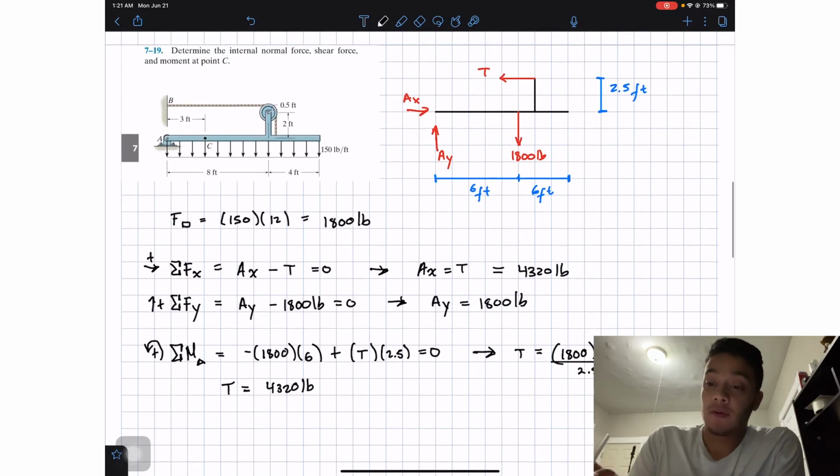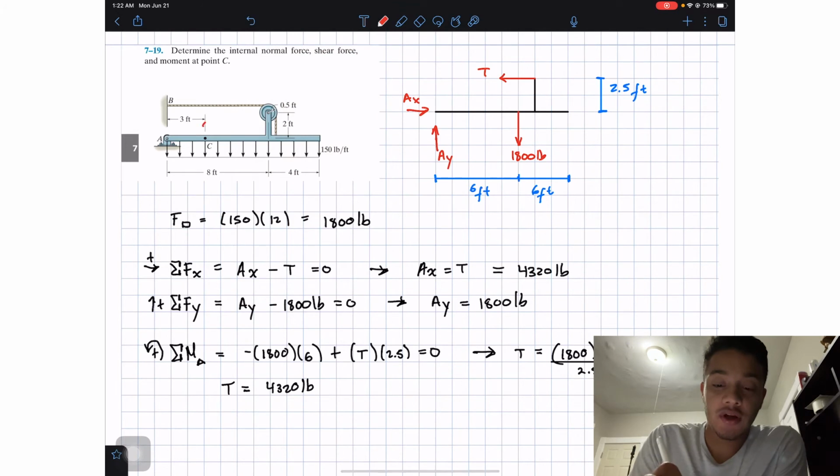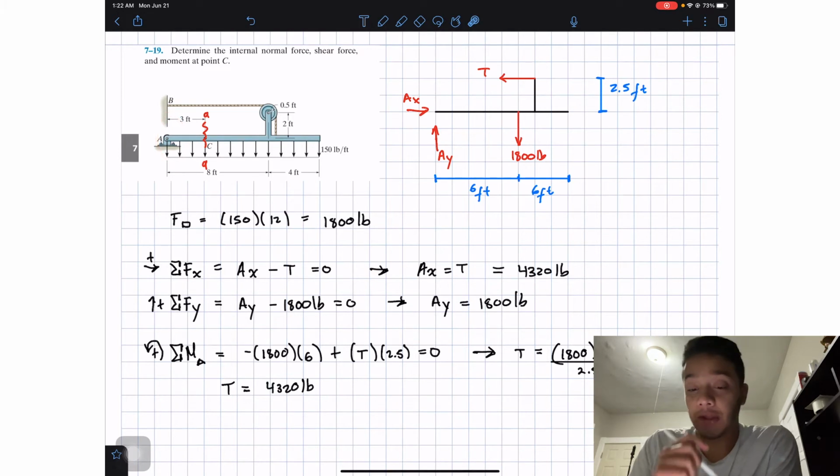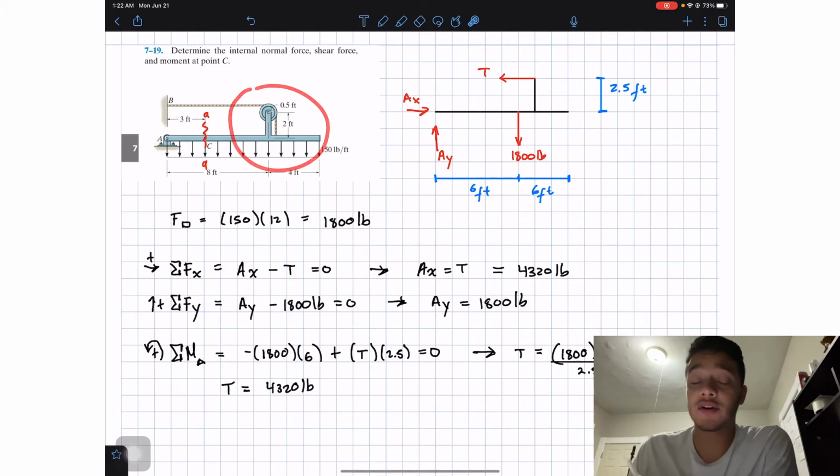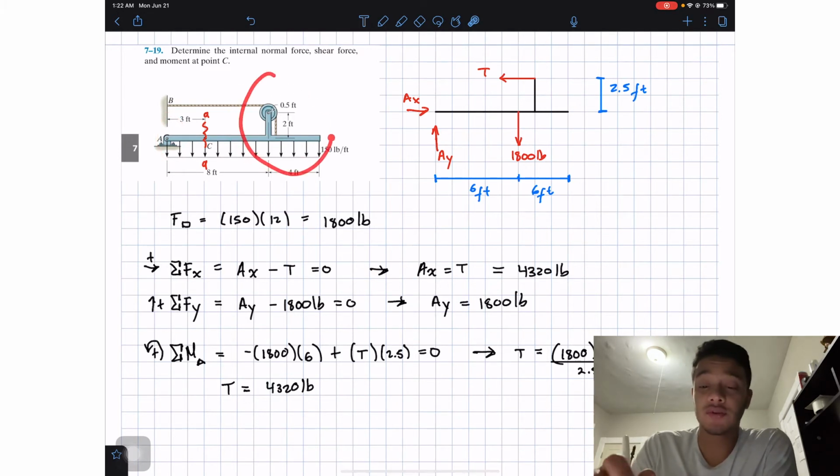Now, the main goal of doing all this is that we want to know the internal forces at my point C. So why am I doing this? Well, I want to do the method of sections. I'm going to cut my beam at point C, name it section AA, and work with my left side. I don't want to work with my right side because it looks really complicated.